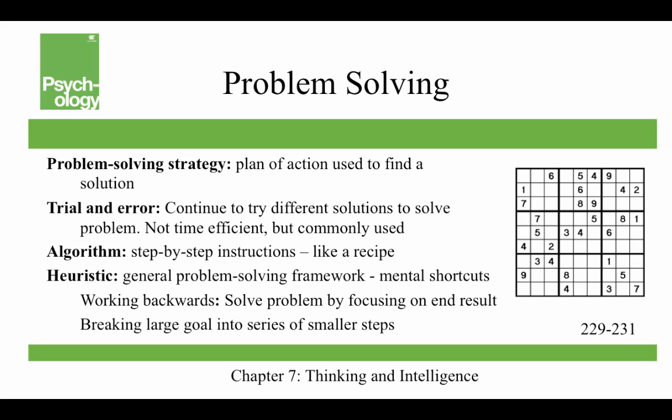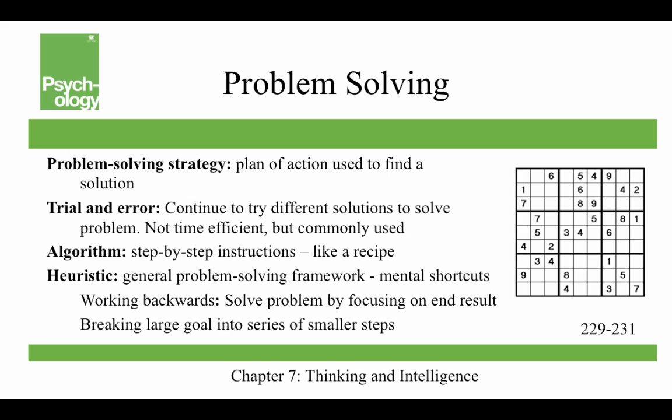A problem-solving strategy is a plan of action used to find a solution to a problem. Trial and error is when you continue to try different solutions to solve a problem. It's not time efficient, but it is commonly used. Now, an algorithm is a step-by-step instruction like a recipe to solve a problem. And algorithms are used all the time in computer science.